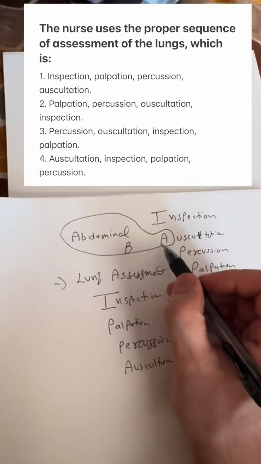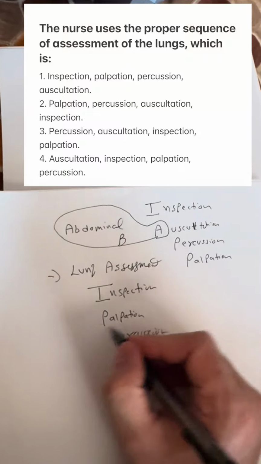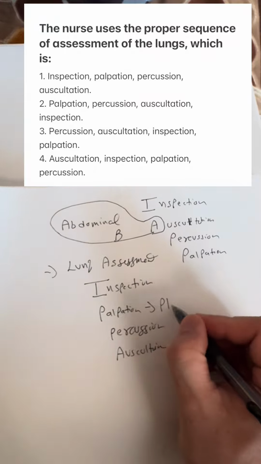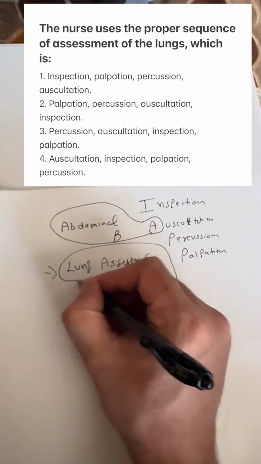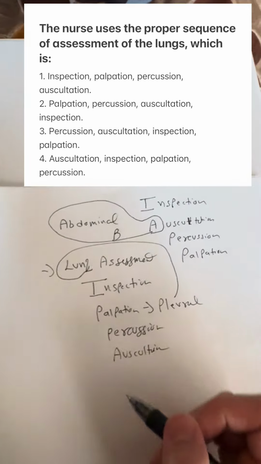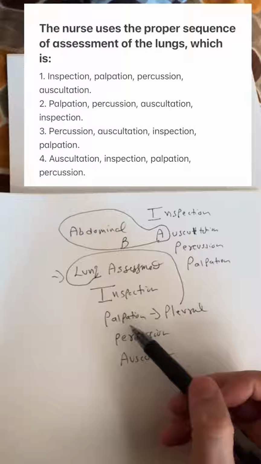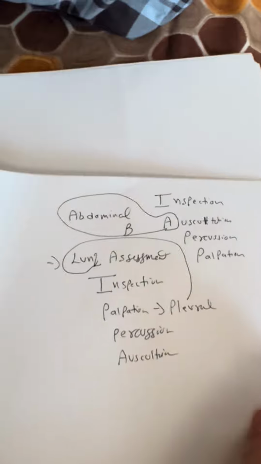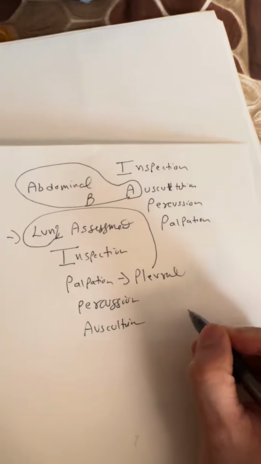As we know, the abdominal sequence is IA. In this one, IP. So when you see P, it will bring you directly to P for pleural. Pleural means lung. So this will automatically bring you to lung. IP, P for pleural. That means the question is asking about lung assessment. So that's the correct sequence: inspection, palpation, percussion, and auscultation. I hope you will remember this trick from now on.